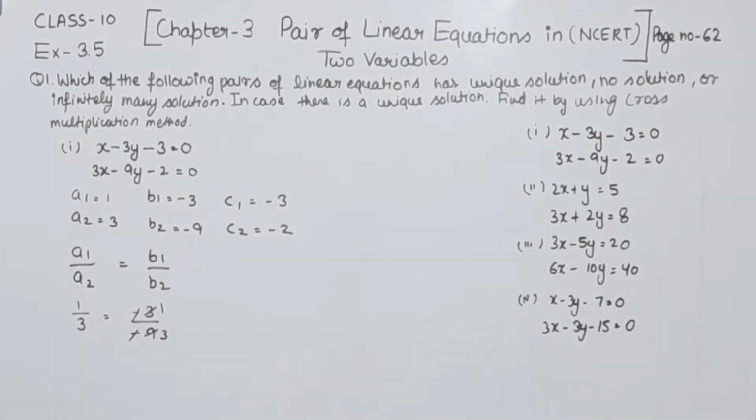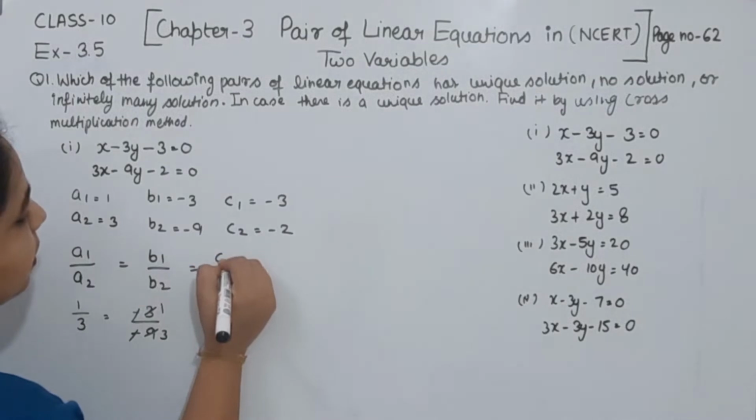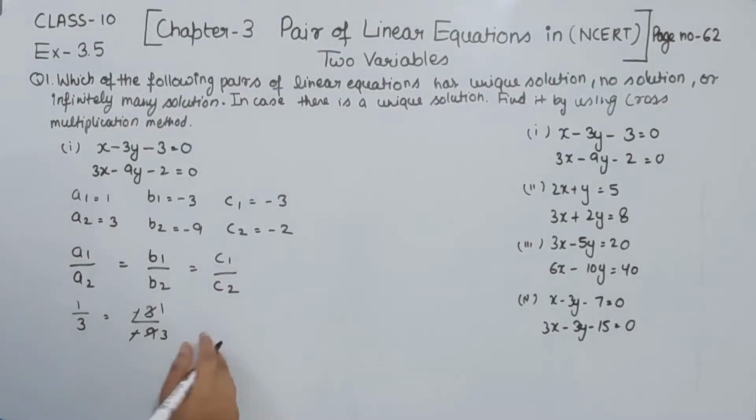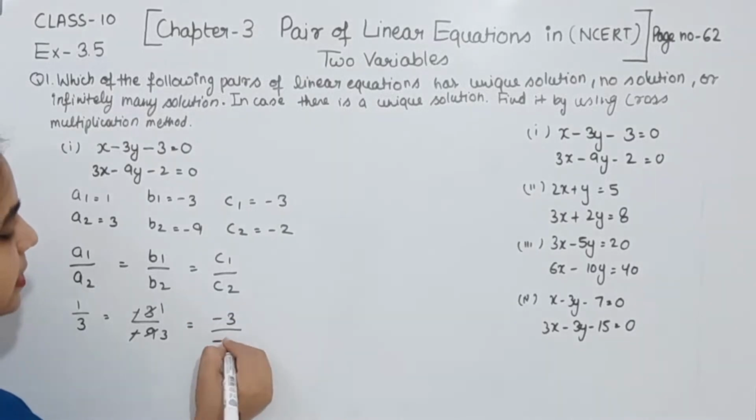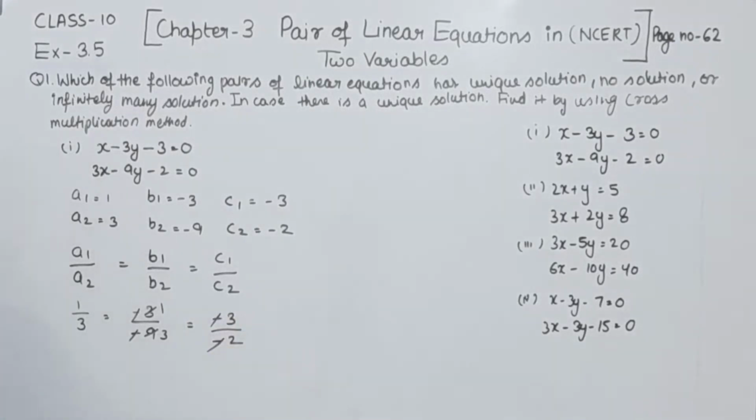Now a1 by a2 is equal to b1 by b2, then we have to find whether it is equal to c1 by c2 or not. So c1 is minus 3 and c2 is minus 2. So minus is cancelled by minus. Now a1 by a2 is equal to b1 by b2 but not equal to c1 by c2. Now if we have this condition, then the linear equations have no solution.